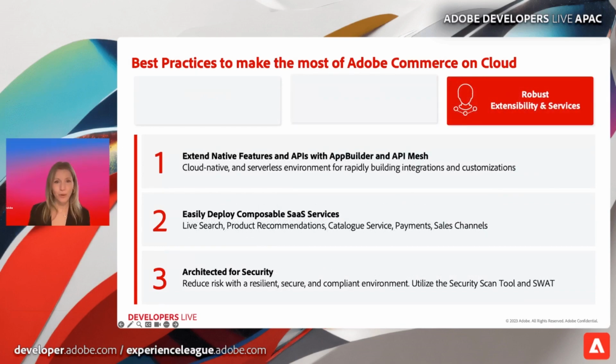Now, onto our robust extensibility and services. So we've talked about extensively today our modern stack, App Builder and API Mesh. To give you more details for those who may not have caught up in the previous sessions or the future sessions, what are they? App Builder is based on Adobe I/O, which is an event-driven framework to build near real-time applications and integrations. It will simplify platform upgrades and maintenance, but also the biggest asset of App Builder is that it allows you to let developers who do not have commerce experience extend your application.